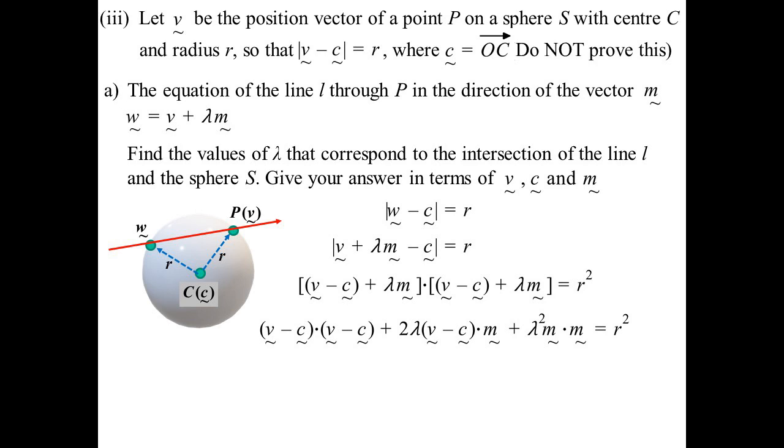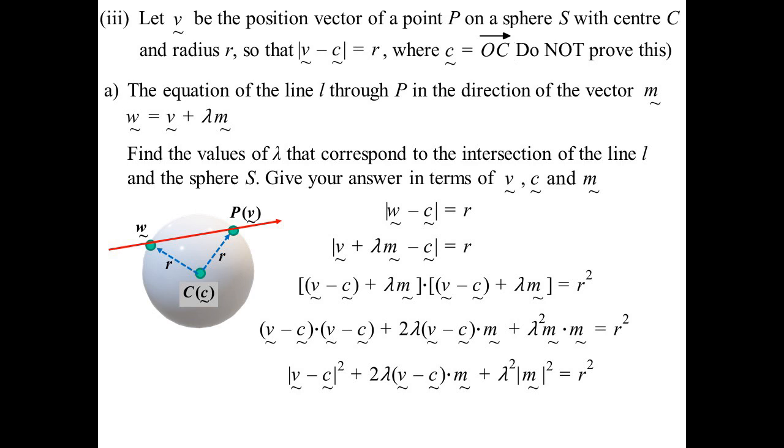Twice the product. Now, lambda's a scalar, so I can just go twice lambda, that's fine. But then I have the product of V − C with M, they are vectors, so it must be (V − C)·M. And then the last one, λ² is fine because I'm just multiplying two scalars together, but then it'll be M·M, equal to the radius squared. (V − C)·(V − C) is the magnitude of V − C squared, and also at the other end, M·M is the magnitude of M squared. So that's what I've done there.